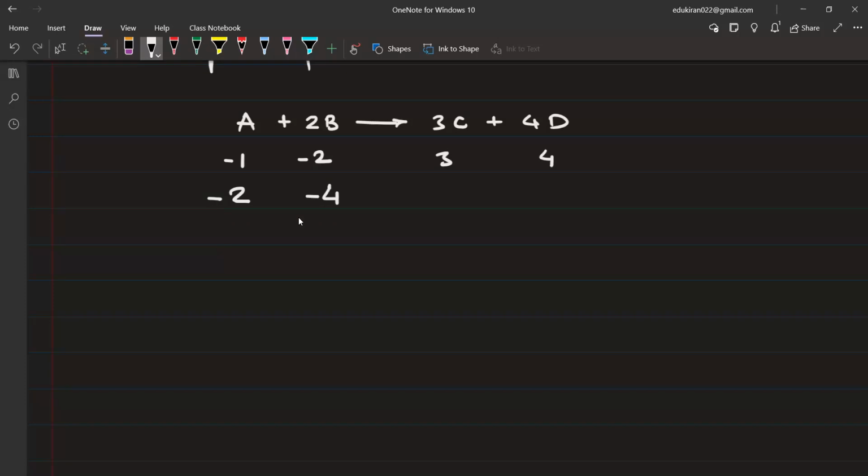Ratios once again. 1 reacts with 2 moles of B to give 3 moles of C. Now, how many moles of C will be there? 6 moles of C. And how many moles of D? 8 moles of D.